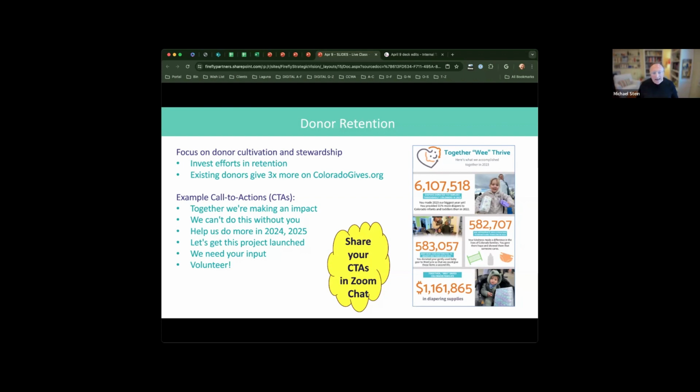So here's a couple of example calls to action. A few of these things I took literally right out of a couple of my emails themselves, but phrases like, together we're making an impact.